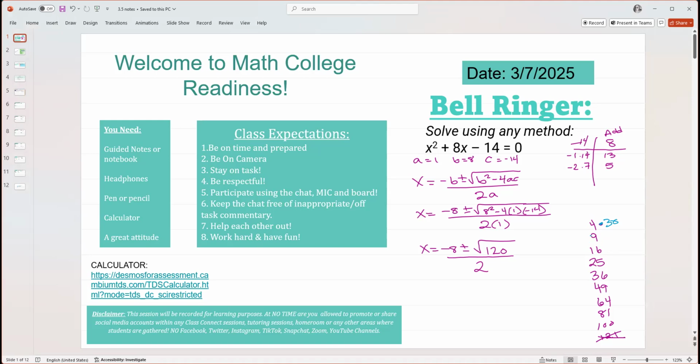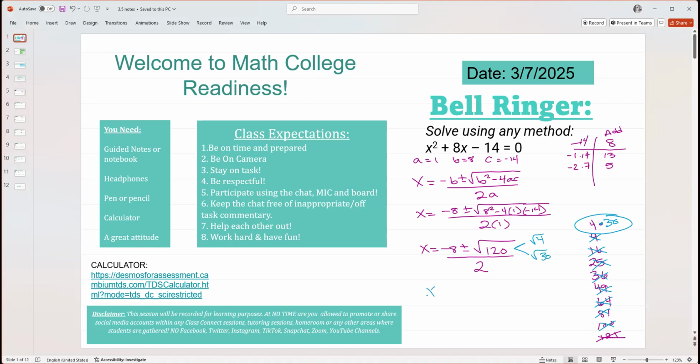If you do 120 divided by 9, you get a decimal. So that one doesn't work. You also get a decimal for 16, 25, all of these. So none of these perfect squares are going to work. 4 is the only one that works. So we're going to split 120 into the square root of 4 times the square root of 30.